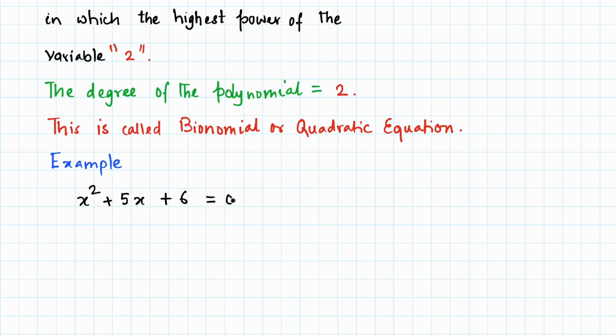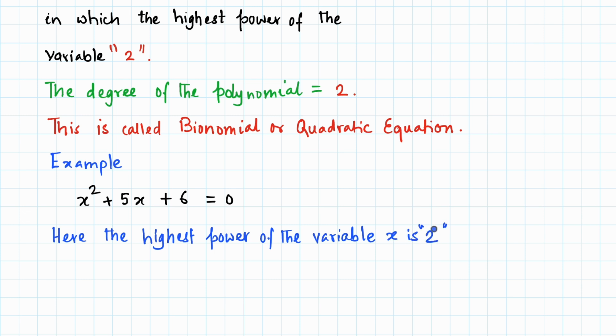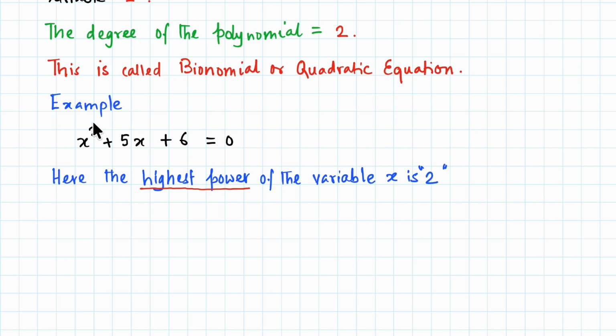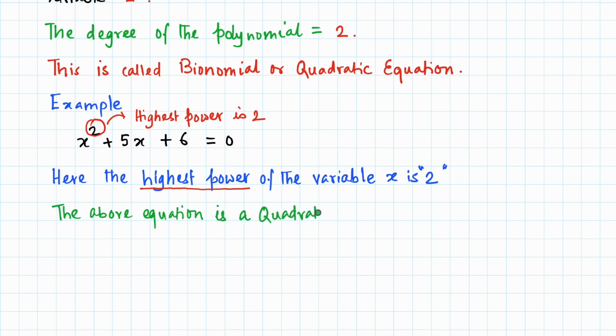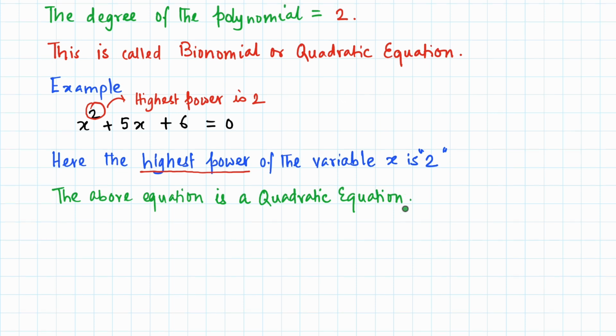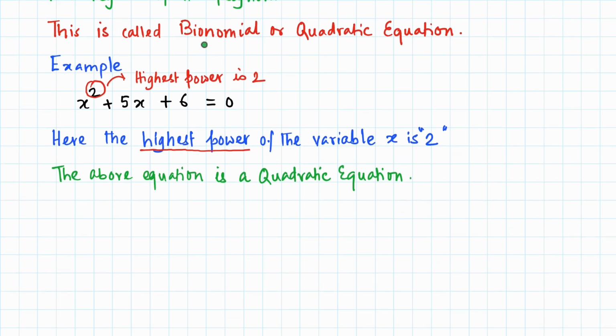For example, x square plus 5x plus 6 equal to 0. This is a quadratic equation. The nature of this equation is quadratic. Here the variable is x, and the highest power of the variable x is 2. Hence this particular equation is a quadratic equation. The highest power is 2, and the above equation is a quadratic equation because the highest power of the variable x is 2.